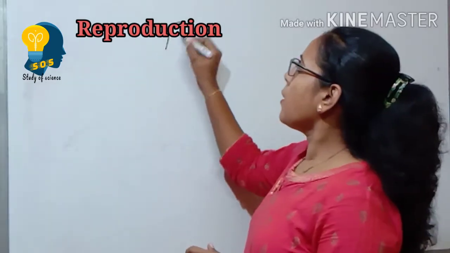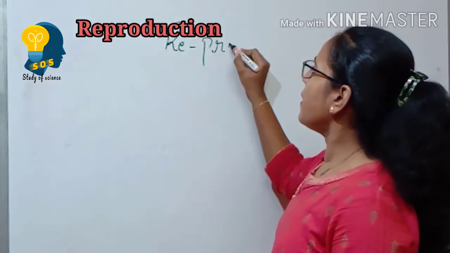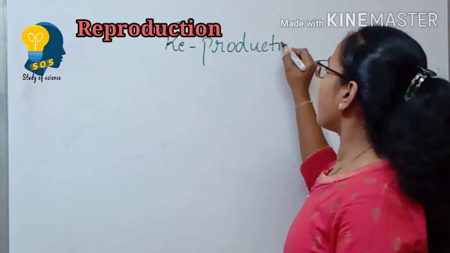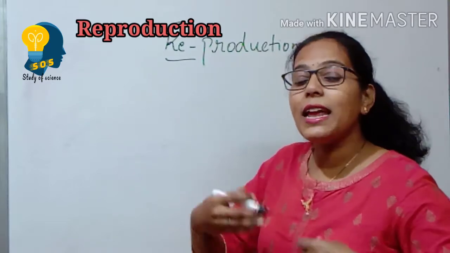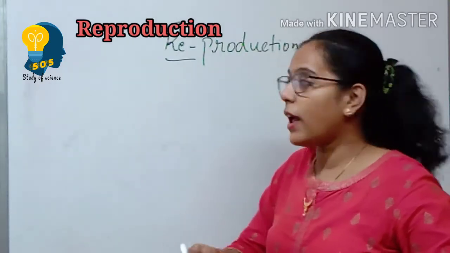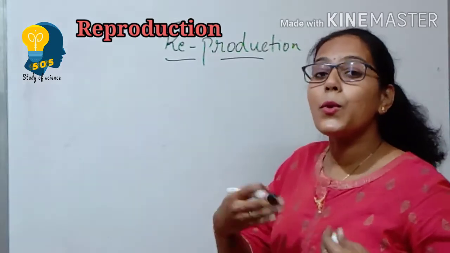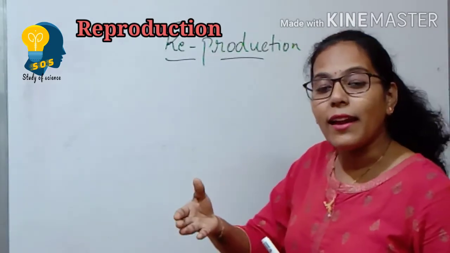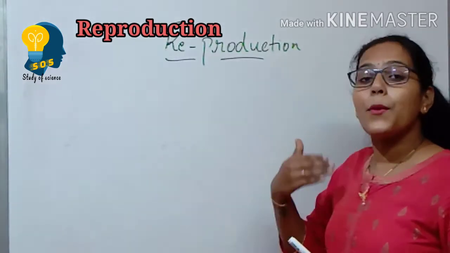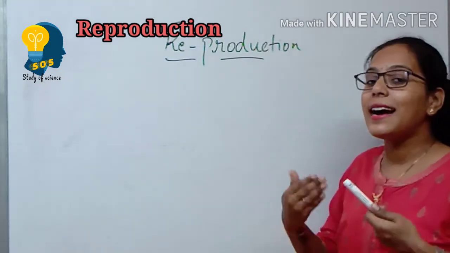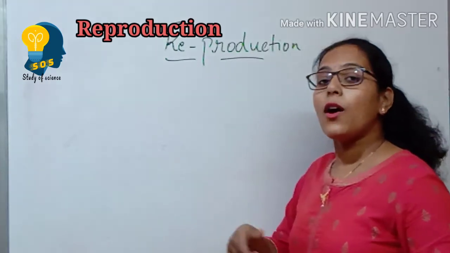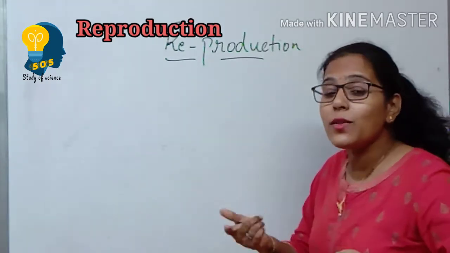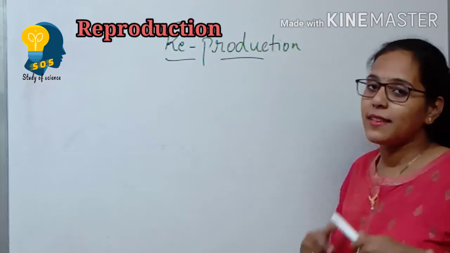When I say reproduction, see, it is reproduction, right? When I say re, what is re? Re means again. Production means producing. What is being produced again? The organisms are producing their offsprings again. So that is reproduction. What is reproduction? The organisms are reproducing their products, that is their offsprings, again.